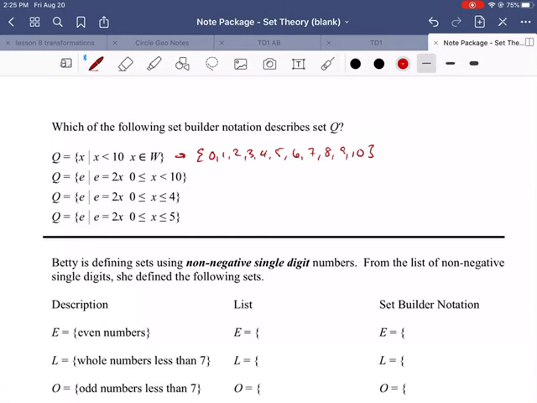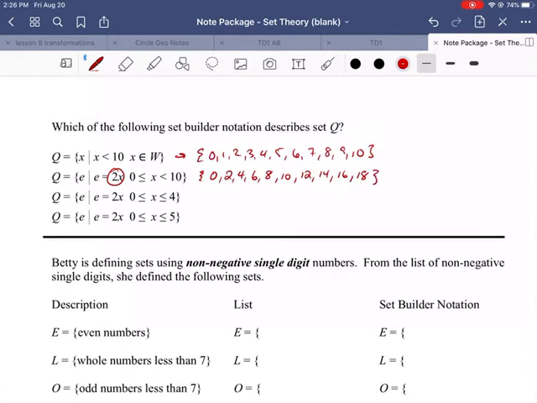So if X is between 0 and 10 and we're multiplying it each time, well, 2 times 0 is 0. 2 times 1 is 2. Then 2 times 2 is 4. 2 times 3 is 6. 2 times 4 is 8. 2 times 5 is 10. 2 times 6 is 12. 2 times 7 is 14. 2 times 8 is 16. And 2 times 9 is 18. Now, notice there's no equal sign here. That means that 10 is not included, so 2 times 10 would not be an option.